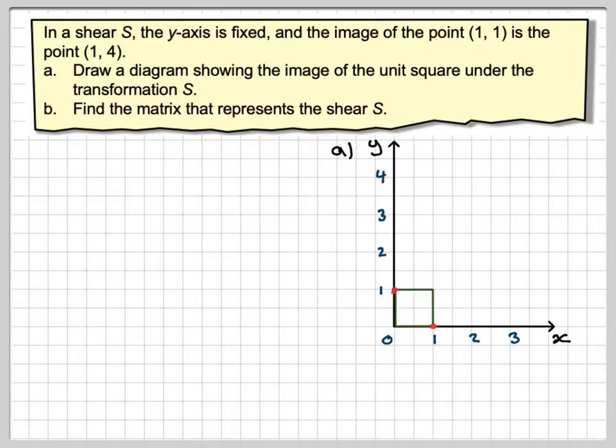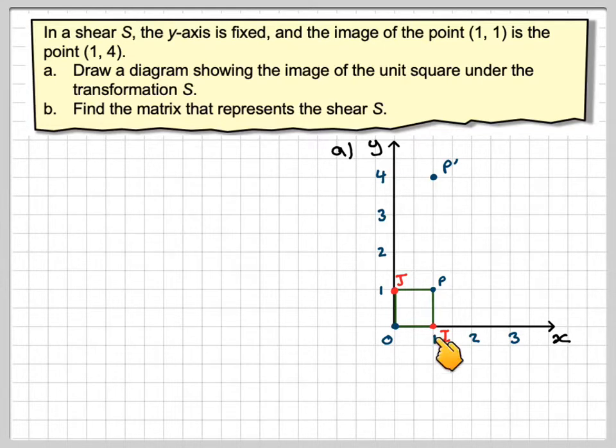Okay, so basically we're going to draw ourselves a set of axes. So the unit square is this one here. I'm going to mark this one as the point I, this as J, this as the point P, and this obviously as O. P moves to, because P is the point (1, 1), P is going to move to the point (1, 4), which is that point there.